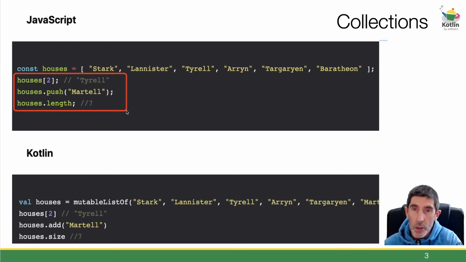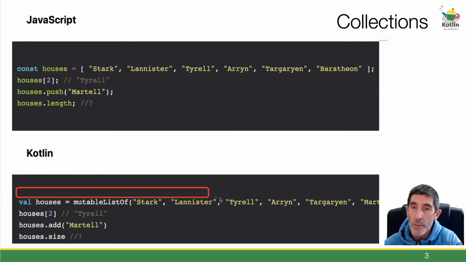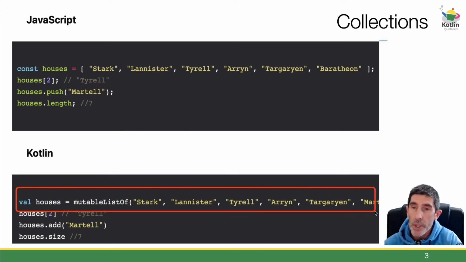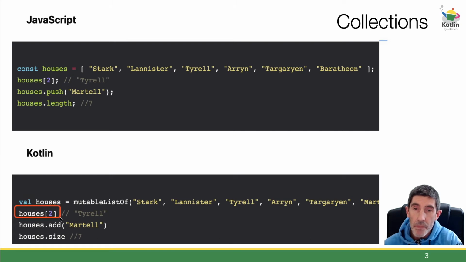So we can say houses and the square brackets 2 to get at the third element. So again, index is starting at 0. We can add to it with houses.push, and then we can find the length of it with the .length property. Slightly different in Kotlin. The equivalent would be something like this: mutableListOf. So there's all our elements again like before. Accessing them the same with our index, but instead of push, we'd say add. And instead of length, we say size. So again, very similar. A couple of subtle differences.